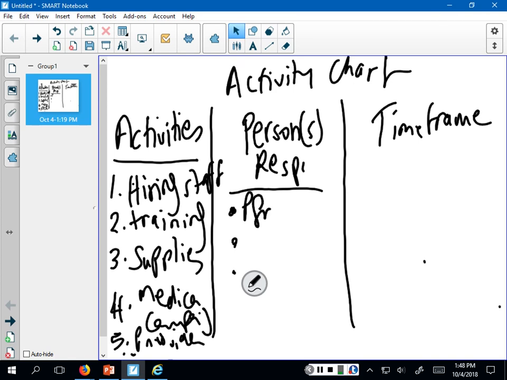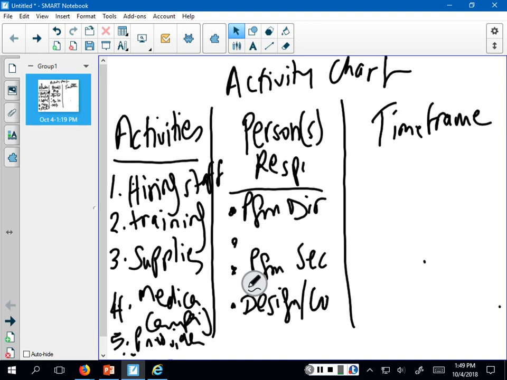Is it the program director maybe is responsible for hiring staff and training them? For purchasing the supplies and the equipment, it may be the program secretary. For designing the media campaign, you're going to need someone with experience in design, in communication. For your provider training, it may actually be your lead nurse or your lead physician on your team, okay? So depending on the activity, you will identify who's the best person on your team to be responsible for that activity, and then the time frame.